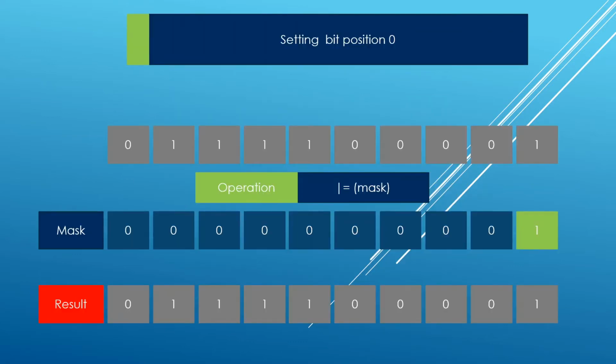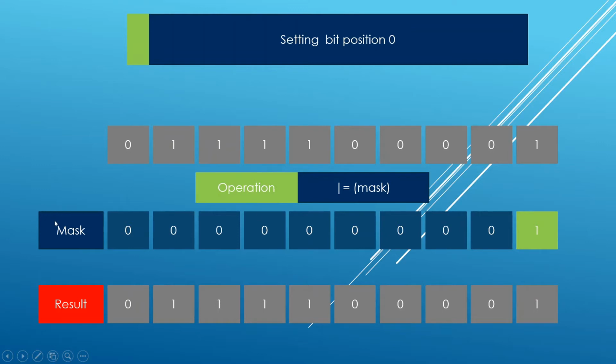In this case, we are interested in setting the bit in position 0 in our gray byte here. So the first thing we will do is set up a mask that is going to target that bit. And the mask is what you see here. The bit of interest is highlighted, it's set to a 1, and all the others are going to be set to 0 or shadowed.